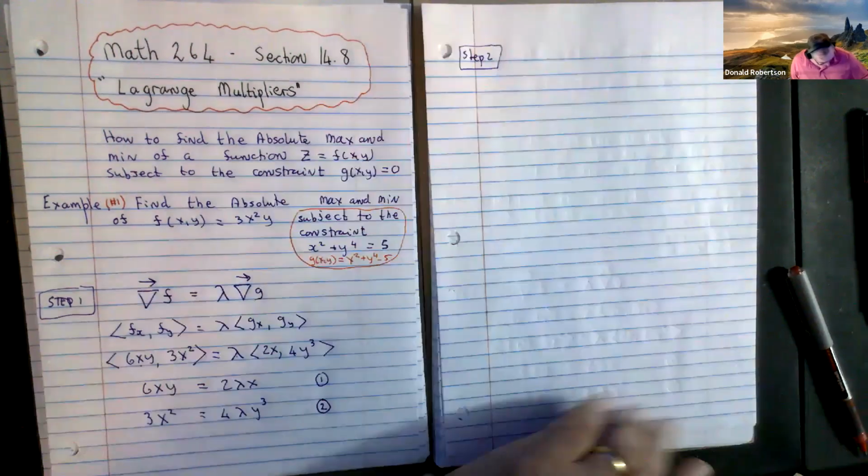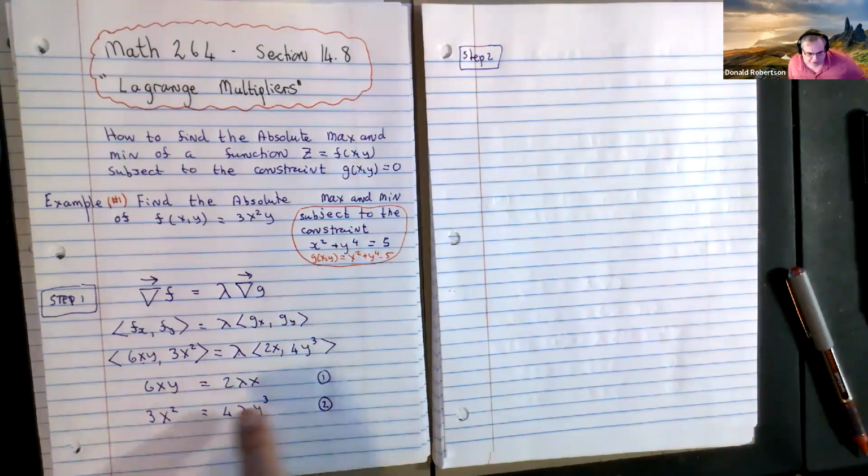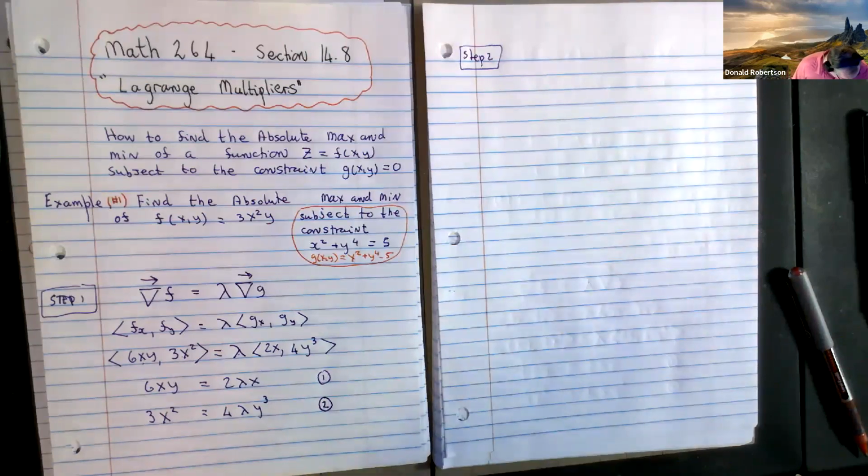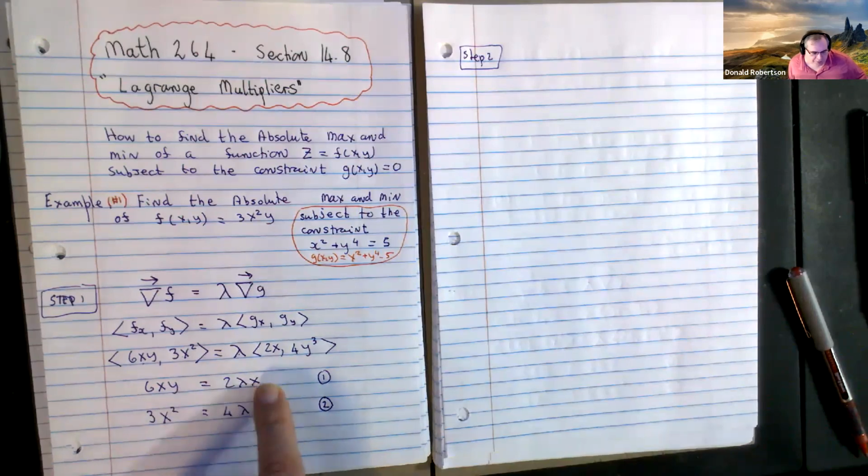So step 1 is to set up the equation and generate 2 equations, in this case with x's and y's. Now step 2 is kind of the solving, and it's an unusual kind of solving. What I am going to do here is take equation 1 and equation 2, and I'm going to work with them.